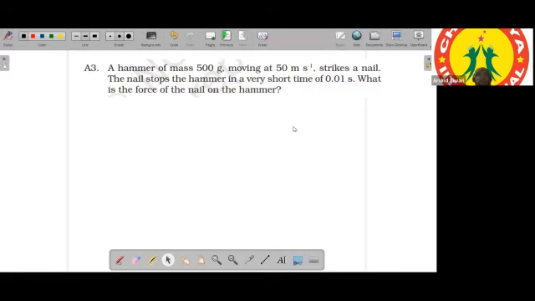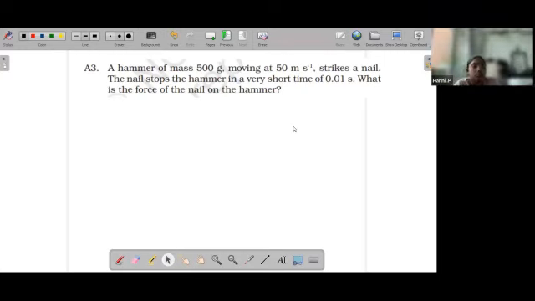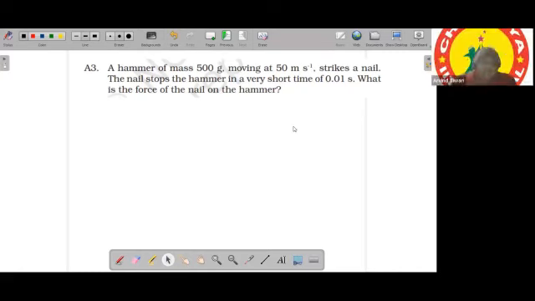So to find out the force, you first need to find out the acceleration, and if you find out the acceleration, then you can find out the force given by the formula force equals mass into acceleration. Harini, did you get the answer for this? No, sir. Okay. Can you calculate acceleration?